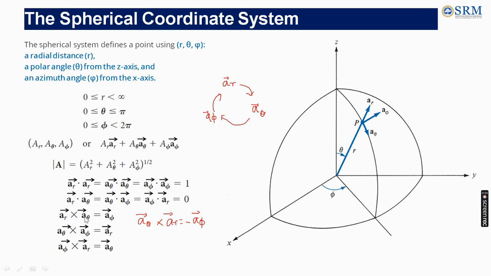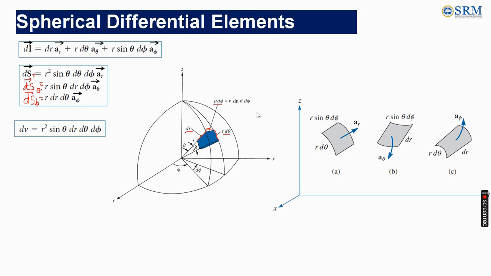Coming to the cross product, the vector cross product of two consecutive vectors in this direction gives the next one. Suppose a_r cross a theta cap will give a phi cap. If I take the reverse, a theta first and cross multiply with a_r, I will get negative a phi. Similarly, in the other two sets, a theta cross a phi is a_r cap, and a phi cross a_r cap is equal to a theta cap.